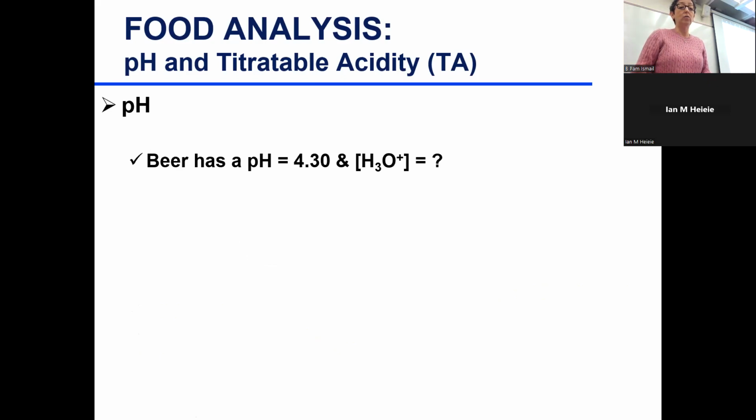All right, so let's do this one. Beer has a pH of 4.3. Calculate the hydronium ion concentration. Basically, here you're doing the anti-log application in your calculator.